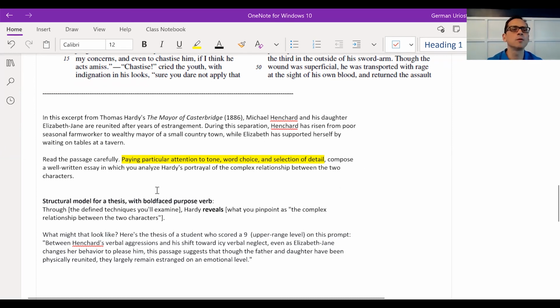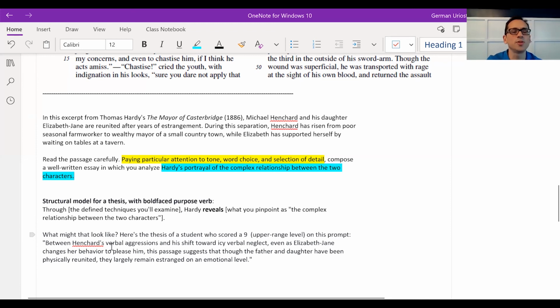Compose a well-written essay in which you analyze what? This is what you need to explore: Hardy's portrayal of the complex relationship. You have to define what that is. So, a structural model for a thesis: through the defined techniques to examine, Hardy reveals or underscores or illustrates or suggests, whatever purpose verb you want to use, what you pinpoint as the complex relationship between the two characters. I use Hardy here. You can say the passage reveals, the passage indicates, however you want to do it.